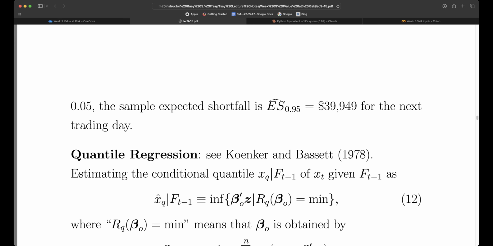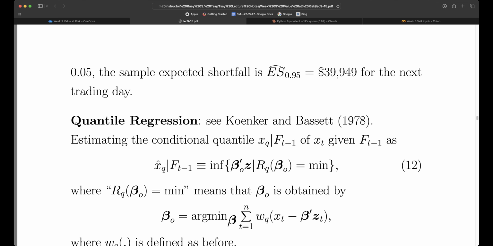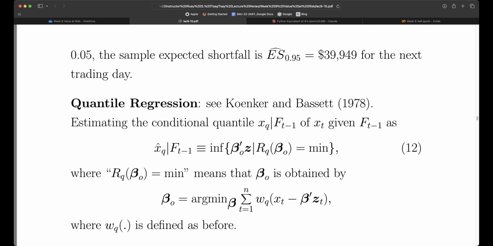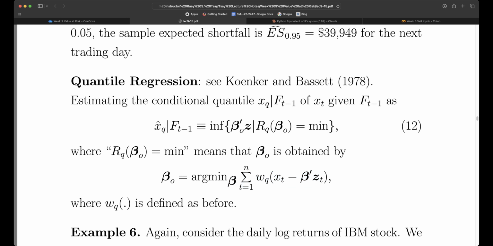Now, quantile regression. What is quantile regression? Quantile regression is quite interesting, and important in economics. We use the Koenker and Bassett version of quantile regression. Basically, in quantile regression, we are interested in estimating the conditional quantile x_q of x_t given information. We want beta such that this objective r_q(beta) is minimized, that is, beta_0 is obtained by the argmin over beta of this one. Here w_q is defined as before.